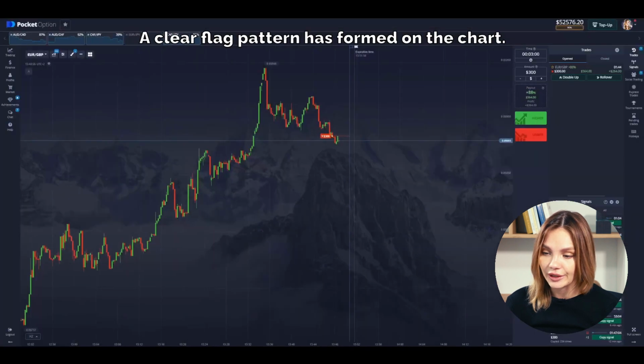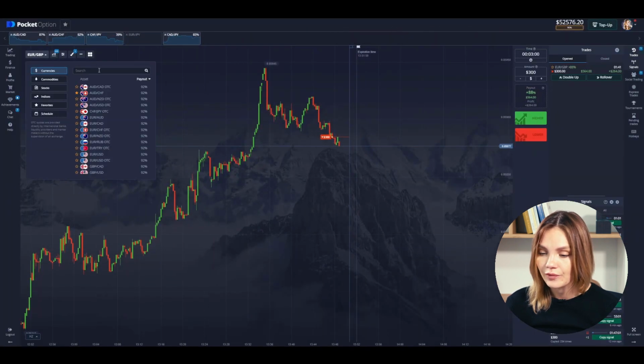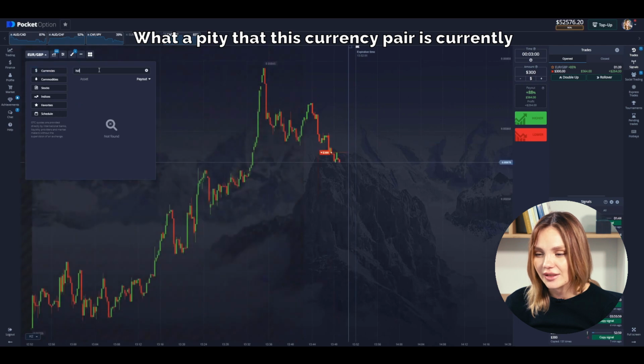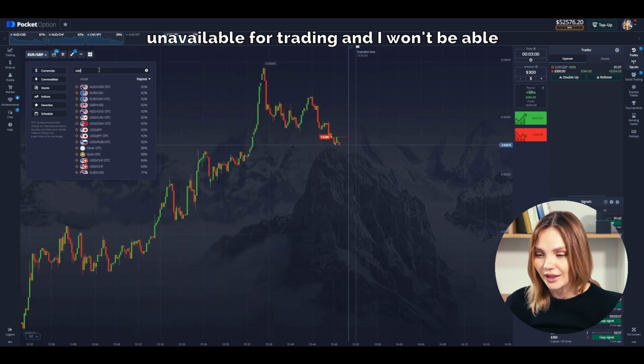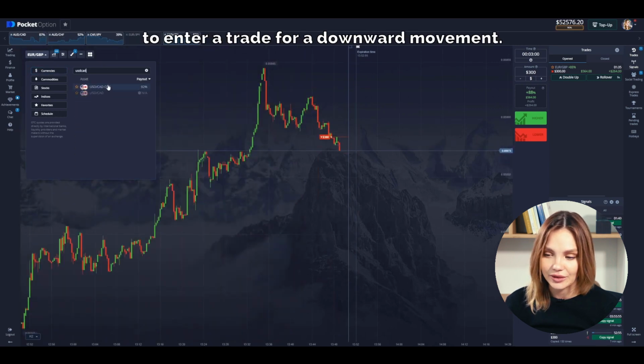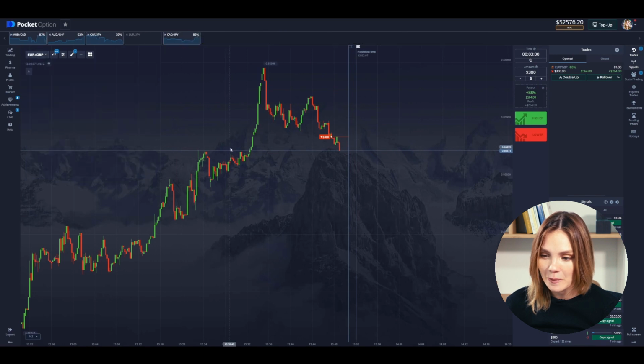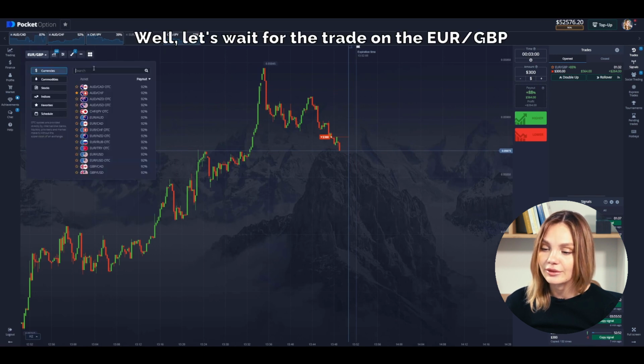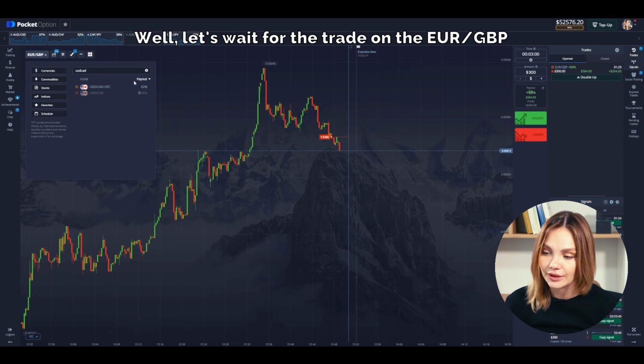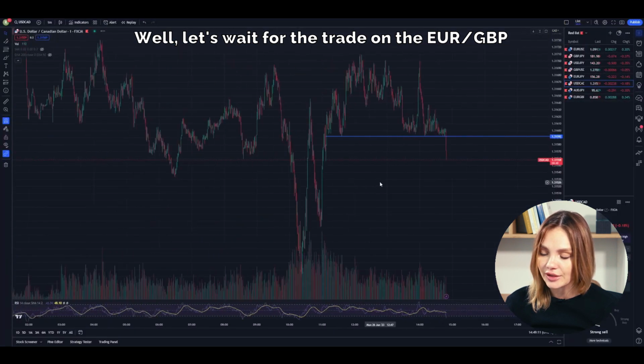A clear flag pattern has formed on the chart. What a pity that this currency pair is currently unavailable for trading and I won't be able to enter a trade for a downward movement. Well, let's wait for the trade on the Euro and Great British Pound currency pair to close.